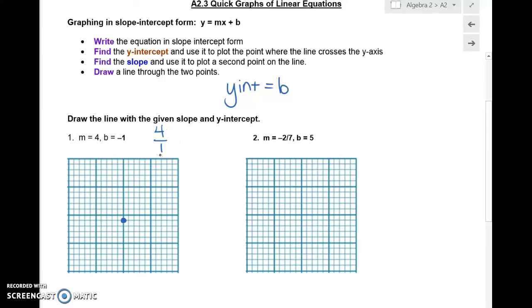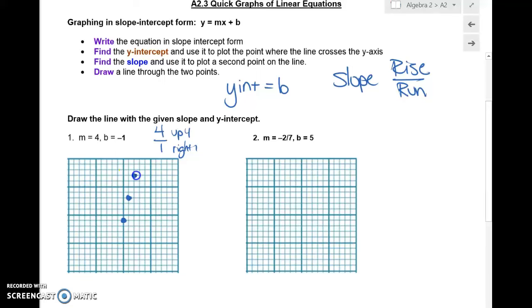Put it over 1. And remember, slope means rise over run. Because the slope formula subtracts the y's on top and the x's on the bottom, we have to go up or down first and then side to side. So a slope of 4 over 1 means up 4 and right 1. So up 4, right 1, put a dot.